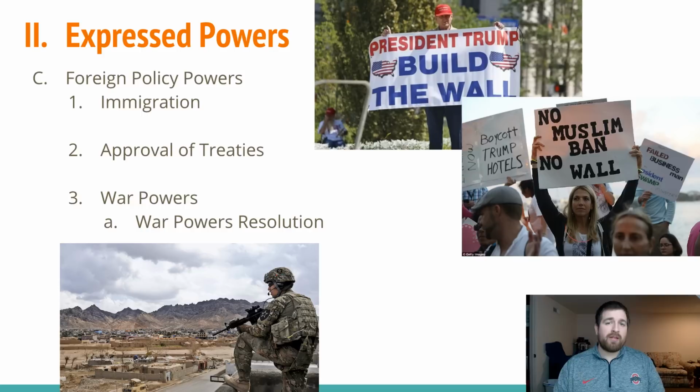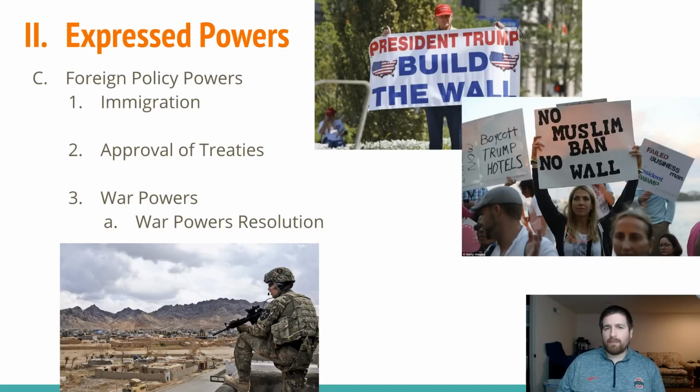Congress, specifically the Senate, approves all treaties signed with foreign nations. And the last major foreign policy power we want to look at are war powers. War powers basically state that only Congress may declare war. So if we want to go to war with someone, Congress has to make that declaration.